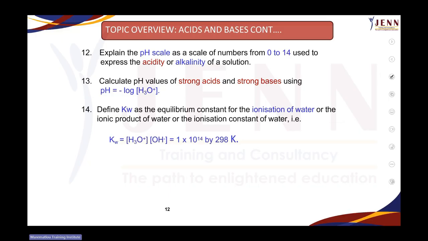It says now explain the pH scale as a scale of numbers from 0 to 14 used to express acidity and alkali solution. I've already done that on the other side. Now we are coming to stoichiometric calculations. This topic is about solutions, and in solutions, we must know how to calculate concentration. It's a must know how to calculate concentration.